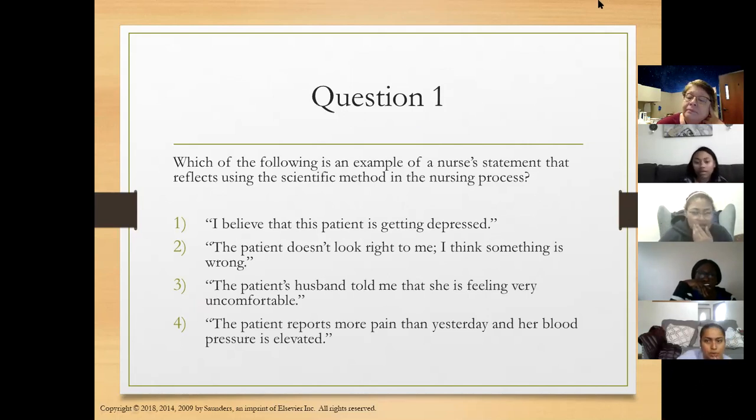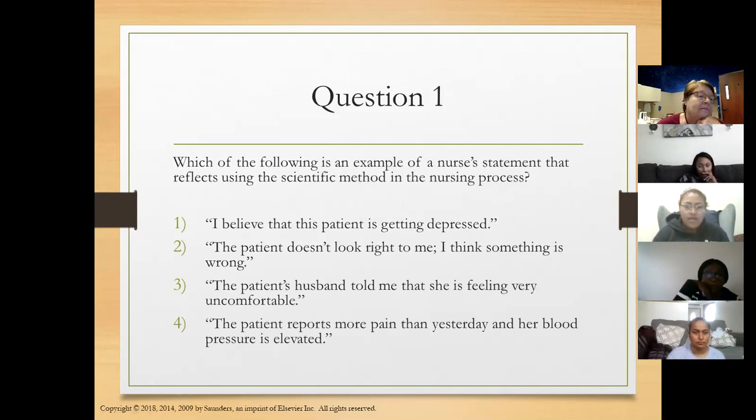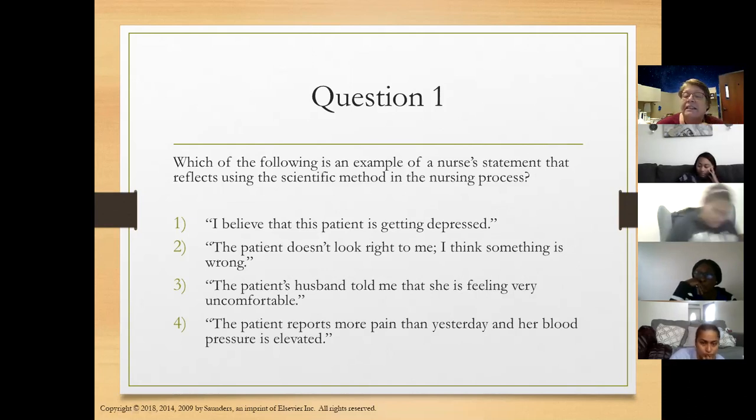Four. Why do you say 4? Because the patient already had symptoms of pain, but the blood pressure is elevated, so they did evidence-based by taking her blood pressure. Very good. Yes, we've gathered all our data, and it's not what somebody else thinks or what you think. You've gotten actual data to go on. So yes, number 4 is correct.